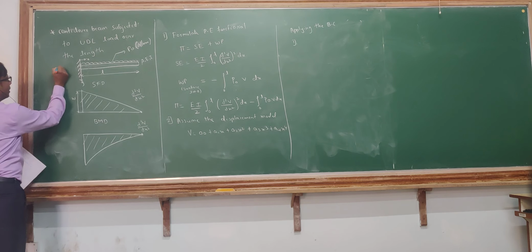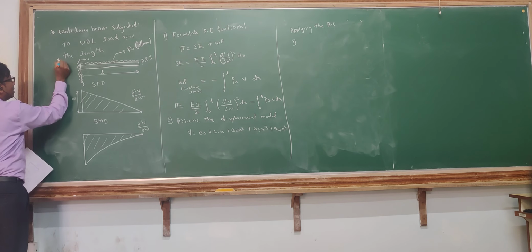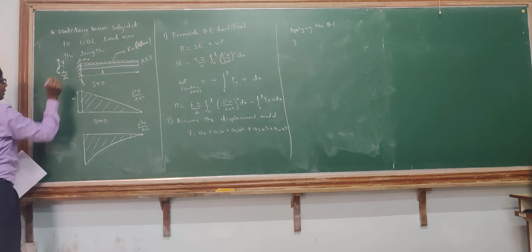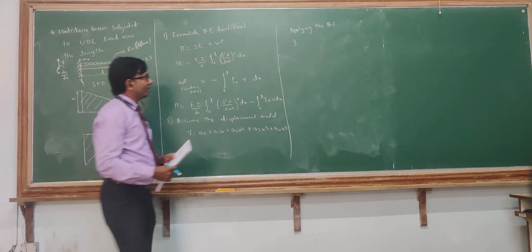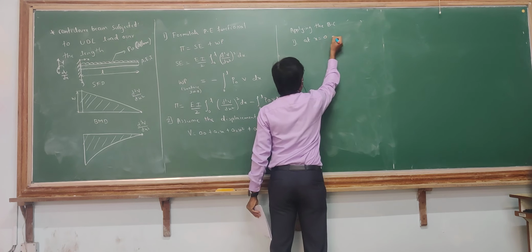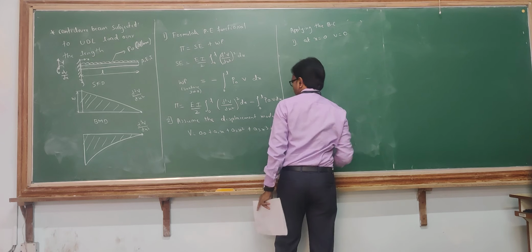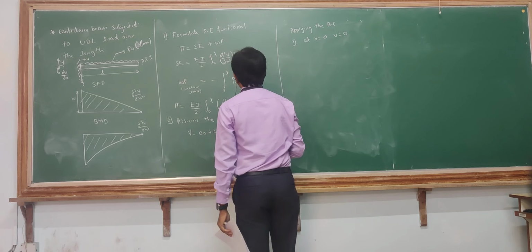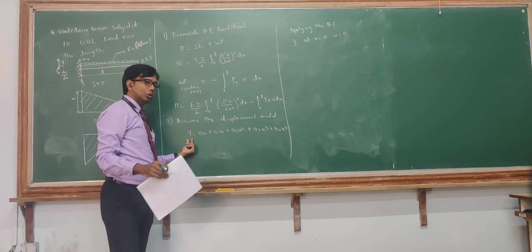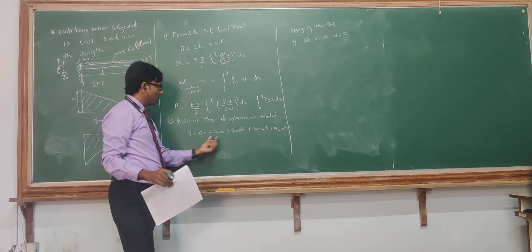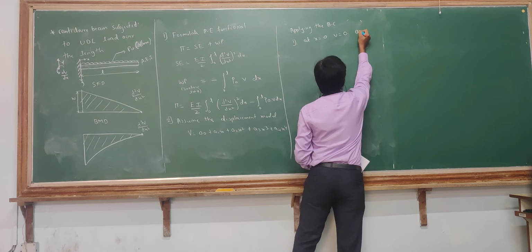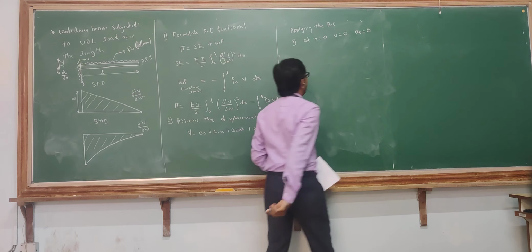You have 2 boundary conditions here. One is the displacement and one more is the slope, dv by dx. The displacement is 0. At x is equal to 0, v is equal to 0. What happens here is, at x is equal to 0, v is equal to 0 means everything becomes 0 and you will be getting a0 is equal to 0.